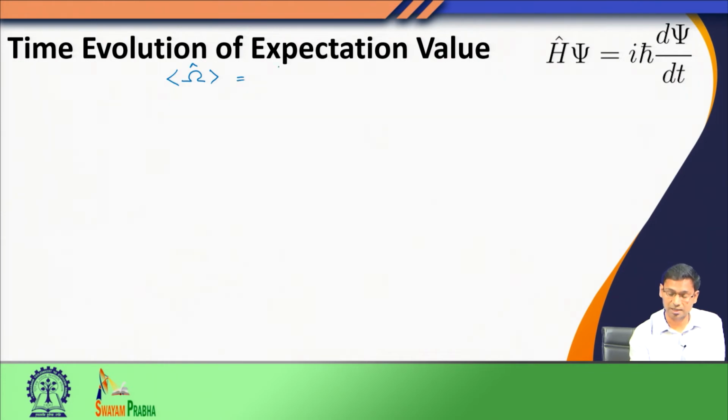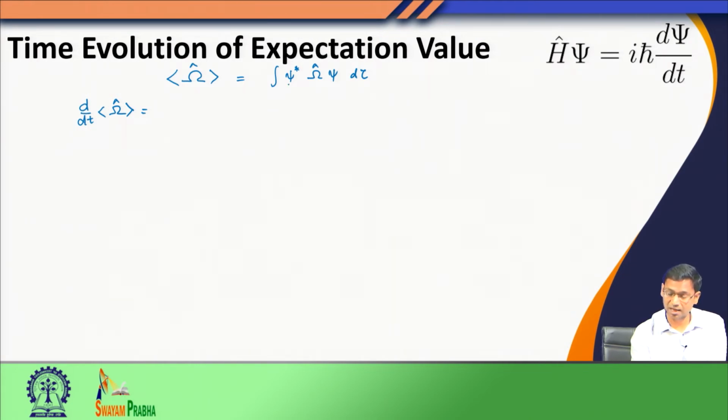If the system is in psi, I have the integral of psi star omega psi d tau. This is the average value, or the expectation value, corresponding to this operator omega. Now, the question I am asking is: how does this expectation value change with time? To do this, I would take a time derivative on both the left hand side and the right hand side. I did that for the left hand side. Now, I look at the right hand side.